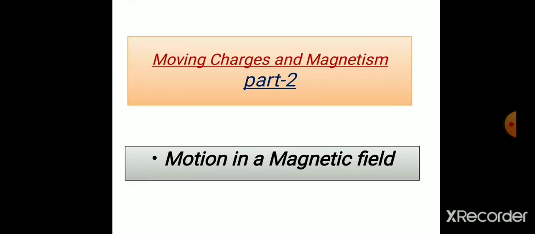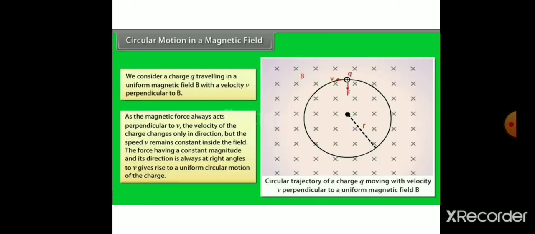In this module, we'll be discussing the motion of a charged particle in a magnetic field. Suppose we have a charge Q traveling in a uniform magnetic field B with a velocity V perpendicular to the magnetic field B. Here, the magnetic field in the figure is represented by cross marks, which indicates that the field is going into the plane of the paper. So you can see a charged particle Q, which is moving perpendicular to the magnetic field B with a velocity V.